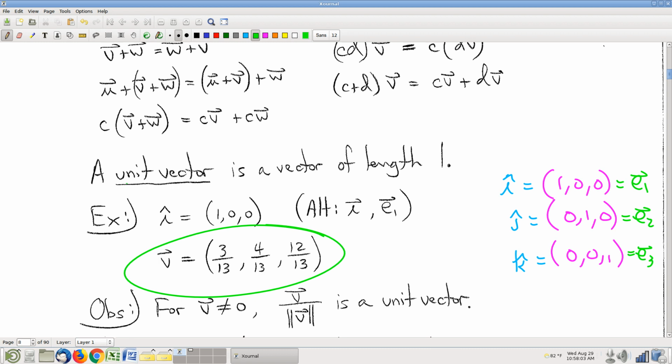Not hard to persuade yourself. This is again a little Pythagorean computation. So punch that up. Turns out this has magnitude 1. It's kind of interesting.